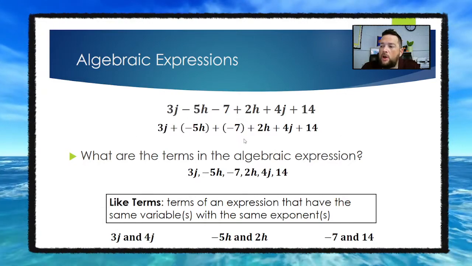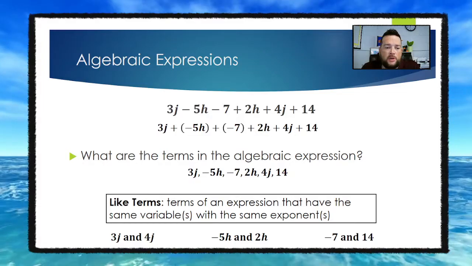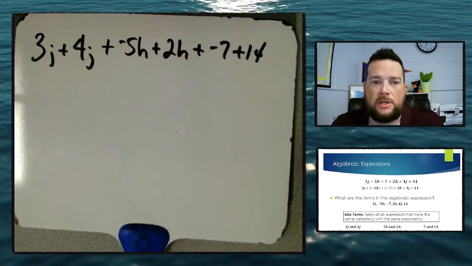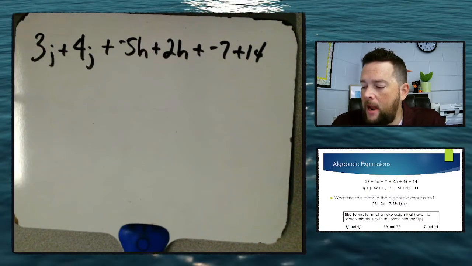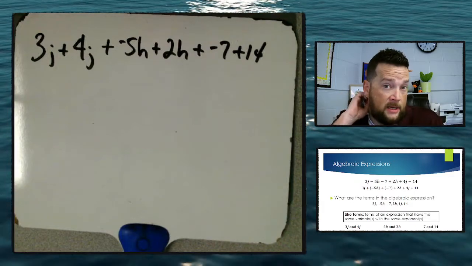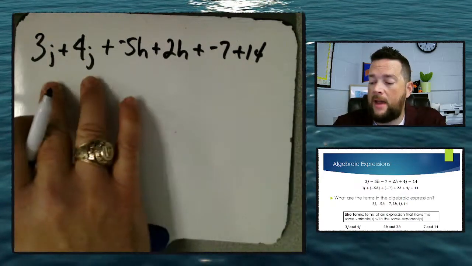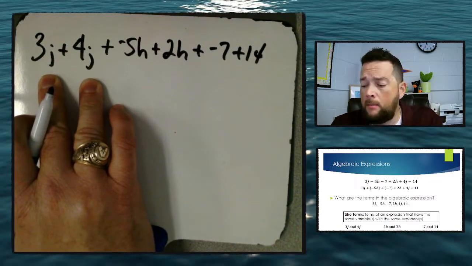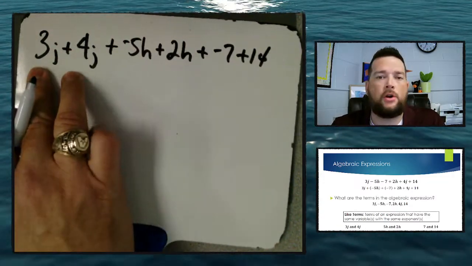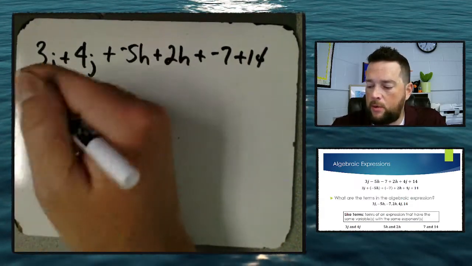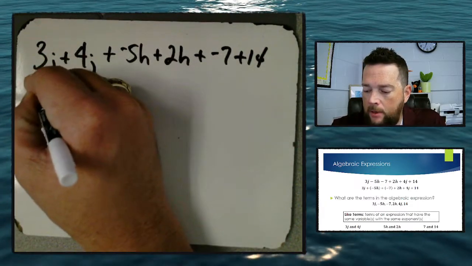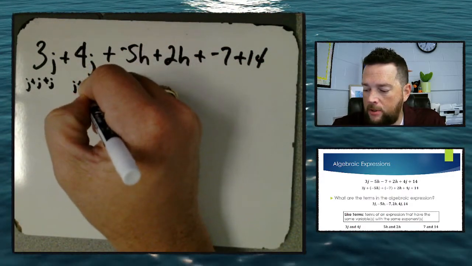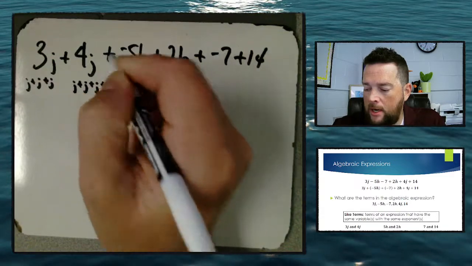I moved these around to where the j's were next to each other, and the h's were next to each other, and the constants were next to each other, just like that, all right? And then I can go on and I can actually add these together. Now, if they have the same variable, in order to be able to combine them, all you have to do is add their coefficients. This 3j is kind of like j plus j plus j, right? And this 4j is like j plus j plus j plus j, right?